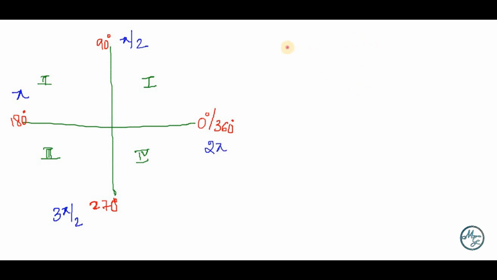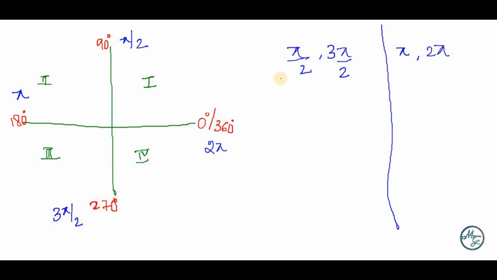Now there are two teams. One team is of pi by 2 and 3 pi by 2. Now this part is very important. The other team is of pi and 2 pi. Understand? One team of pi by 2 and 3 pi by 2, the other team of pi and 2 pi. Whenever you see pi by 2 and 3 pi by 2, conversions will take place. Wherever you see pi and 2 pi, there will be no change.